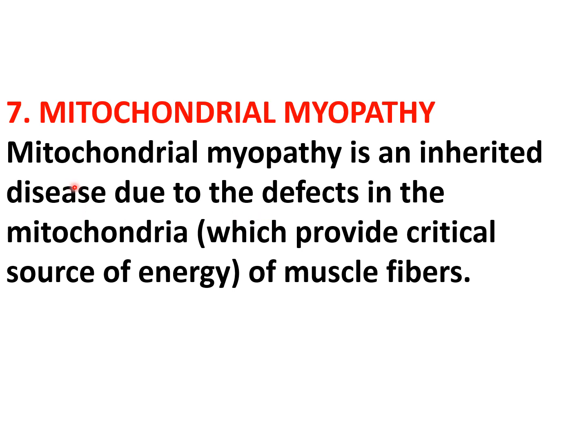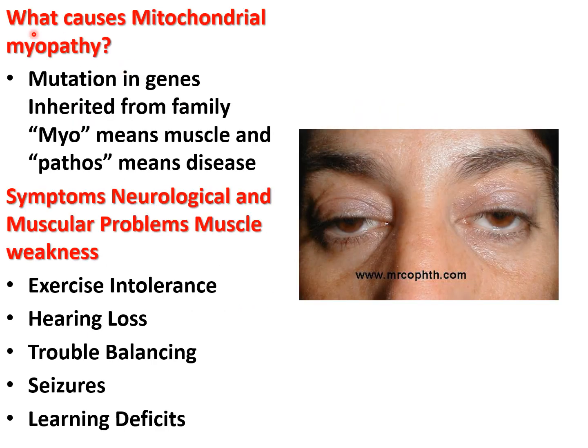Mitochondrial myopathy. Mitochondrial myopathy is an inherited disease due to a defect in the mitochondria of the muscle fiber. And mitochondria are a critical source of energy. Then what causes the mitochondrial myopathy? Mutation in the gene inherited from the family. Now myo means muscle and patho means disease, so it is a muscle disease. Symptoms: neurological and muscular problems, muscle weakness, exercise intolerance, hearing loss, trouble in balancing, seizures and learning deficit.